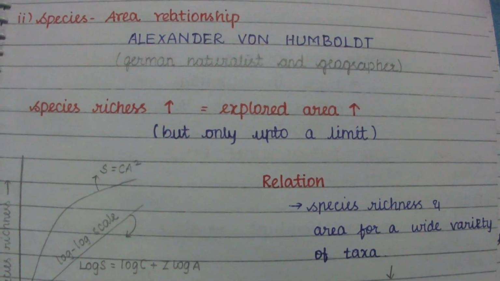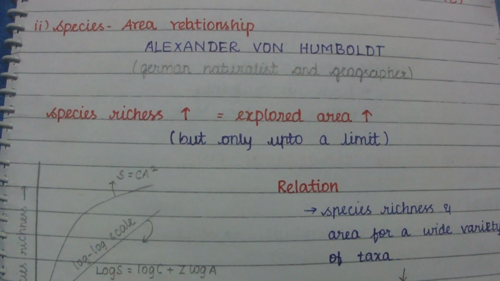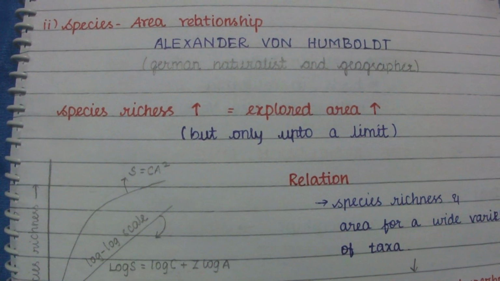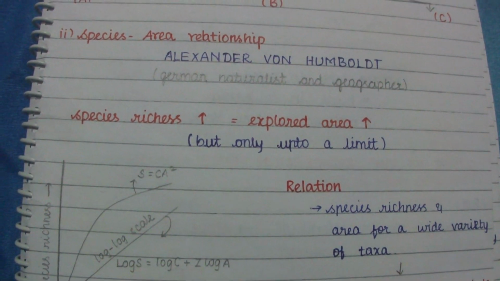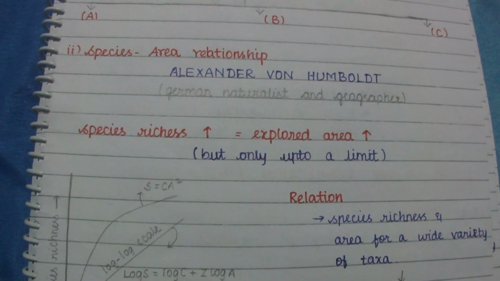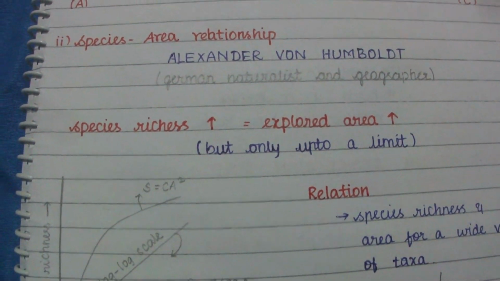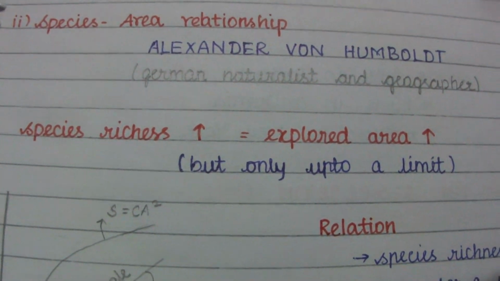So in the last video we discussed the latitudinal gradients, which is one of the very important patterns of biodiversity. In this video we are going to deal with another heading under the topic of patterns of diversity. The topic is the species area relationship.